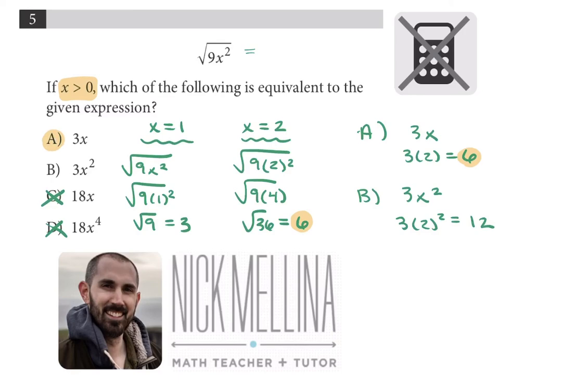Another way we could approach this question, an alternate solution, with the square root of 9x squared: you can notice that both of these are perfect squares. A perfect square is defined as a number that is the result of the same number being multiplied by itself. So for example, we can break this up into the square root of 9 times the square root of x squared. The square root of 9 is 3. And the square root of x squared is x, which is also answer choice A.